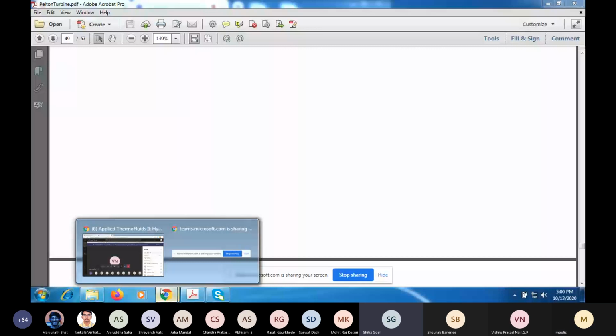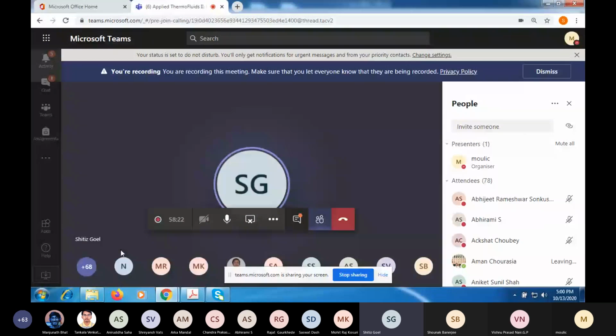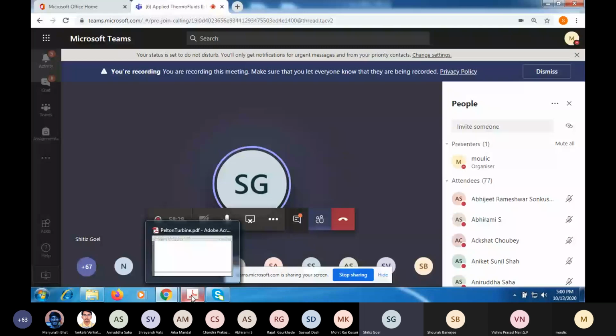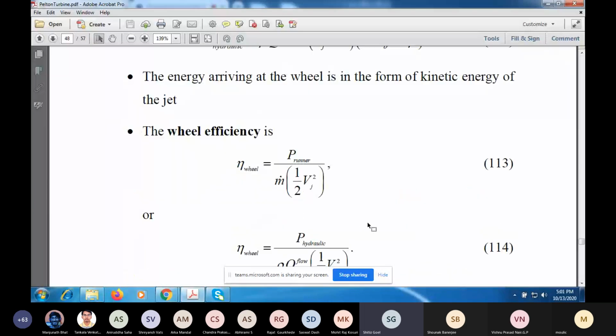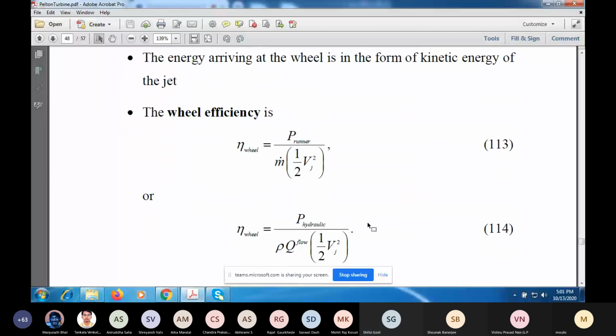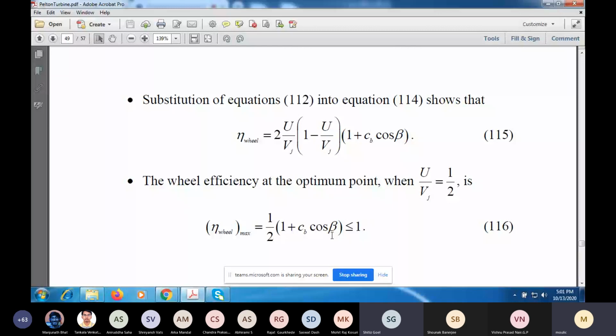Sir, here we are saying this optimum point as u equals to Vj by 2. But this u is not in our hands now. This u will be decided by this flow rate and this beta. Yeah. When beta is not equal to 0, the maximum efficiency will be less than 1. Even if the flow is inviscid, it will be half into 1 plus cos beta.